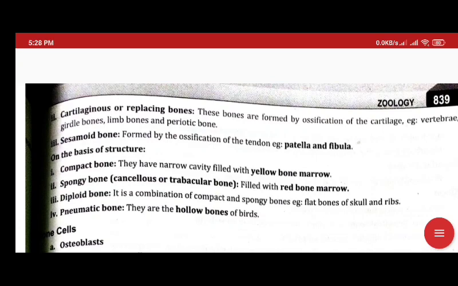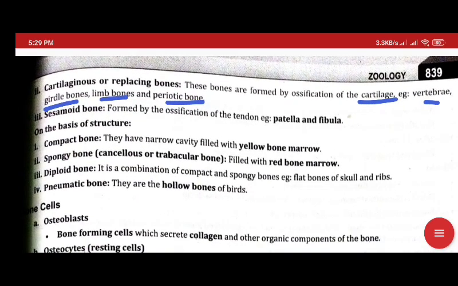Now of the types of bone we have another type, that is cartilaginous or replacing bone. This is the ossification on cartilage. Examples are the girdle bones, means pectoral girdle, limb bones, and vertebrae, means backbone. We have sesamoid bone, another type, that is ossification on tendons. Tendon means bone to muscle joint is called tendon. And here patella and fibula. Patella is the knee bone, and fibula is the leg bone.